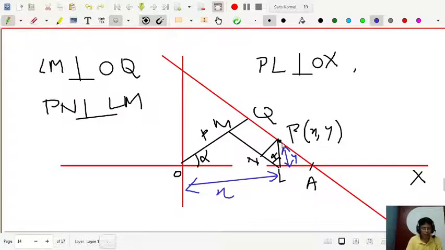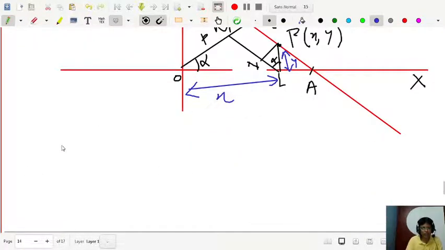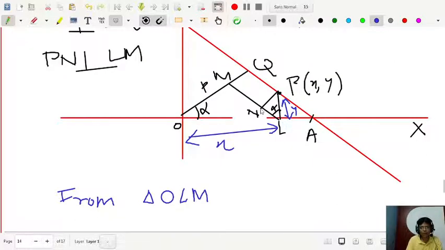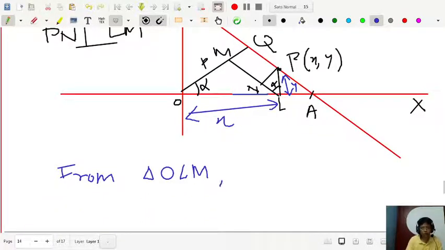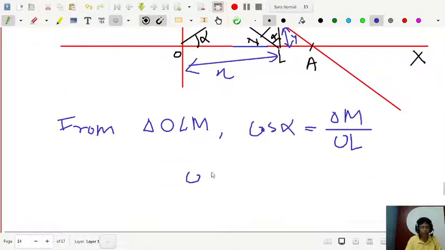So from triangle OLM, this triangle, cos alpha equals base by hypotenuse. What is cos alpha? Base by hypotenuse. So your base is OM and hypotenuse is OL. So you have OM equal to x cos alpha, because your OL is x. Got it? So this is your equation 1.